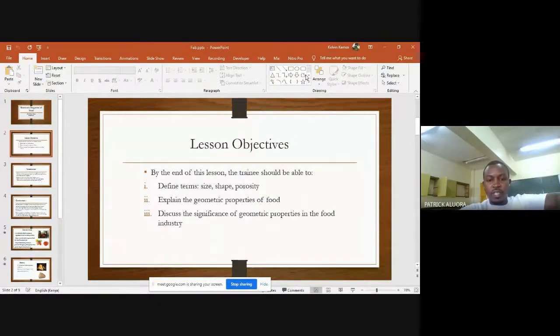By the end of this lesson, you should be able to define the terms size, shape, and porosity as they are used in the food industry. You should also be able to explain the geometric properties of food and discuss their significance in the food industry.